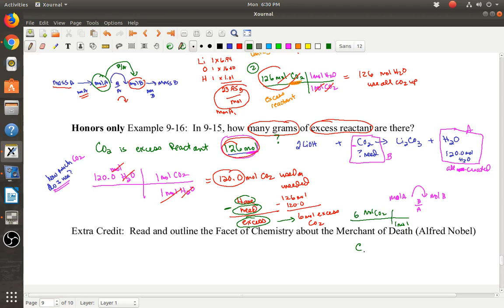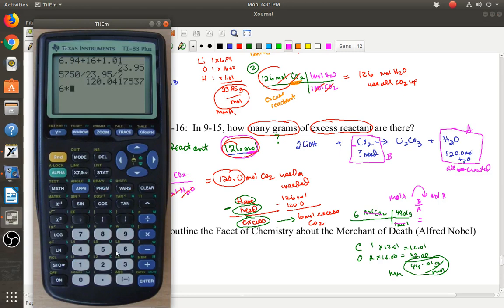Okay? So C 1, oxygen 2. Carbon is 12.01. This is 32.00 plus 12.01. This is 44.01 grams per mole. That is the molar mass of CO2. So 44.01 grams. Moles cancel out, and I end up with grams. So 6 times 44.01.